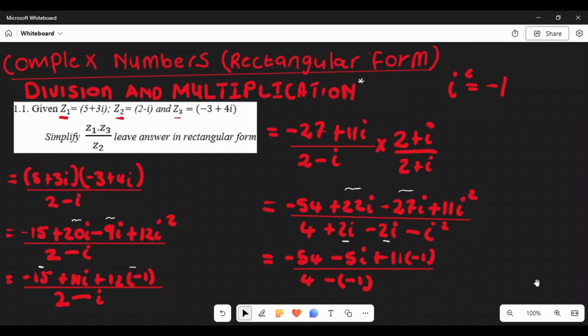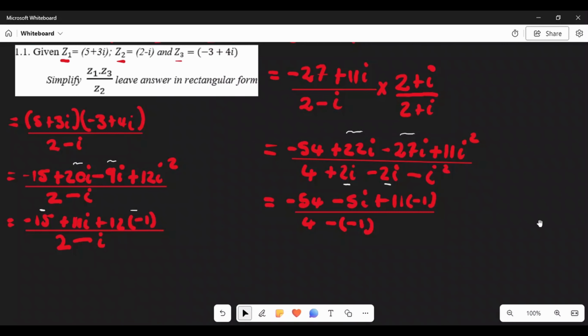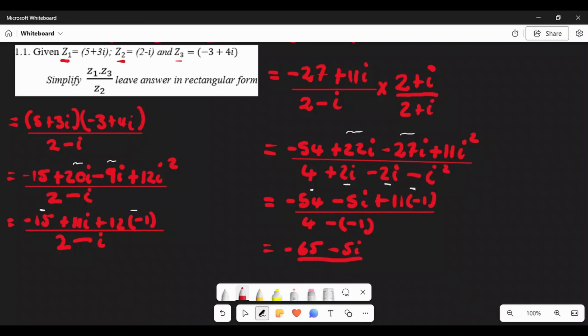Now let's create a little bit of space here, guys, so that we are able to write this. If you continue here, we're going to have negative 54, and then this 11, as you can see, is multiplied by negative 1, so it becomes negative 11. These are the like terms, negative 54 and negative 11. When you add them together, they give you negative 65. As for our imaginary part, this is going to be negative 5i. And this is divided by our denominator, 4 minus 1, which gives us 5.